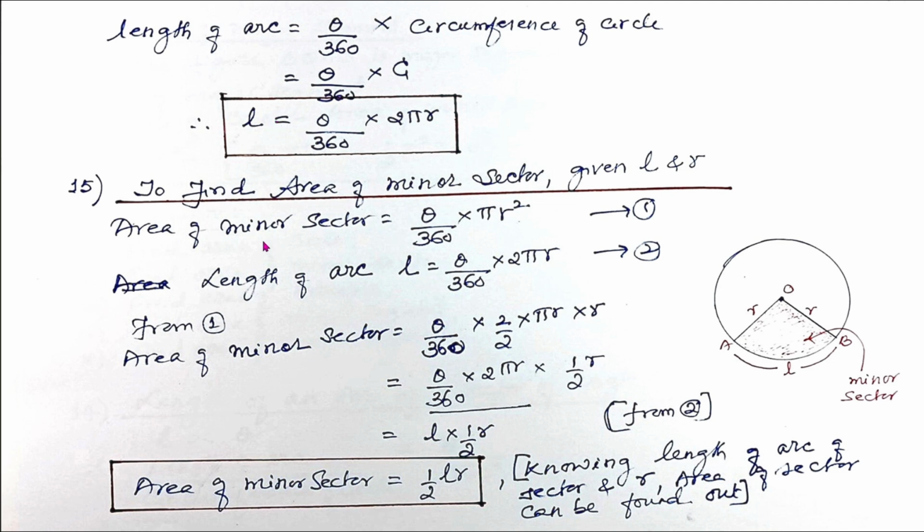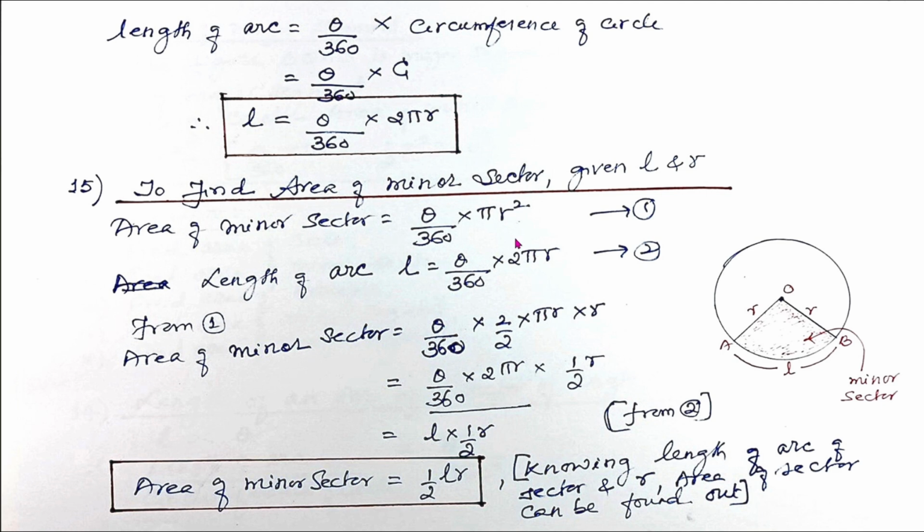Now the next important discussion is how to find the area of minor sector given length of the arc and the radius of the circle. Here please understand, here the central angle of the arc is not given to you. Therefore let us see how to find the area of minor sector. Theta of the sector is not given. We are given the length of the arc and the radius of the circle. Now we know that area of minor sector formula is theta by 360 into pi r square, and also we know the length of the arc here, L is equal to theta by 360 into 2 pi r.